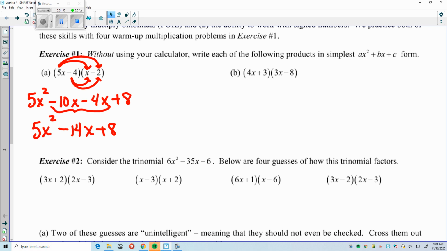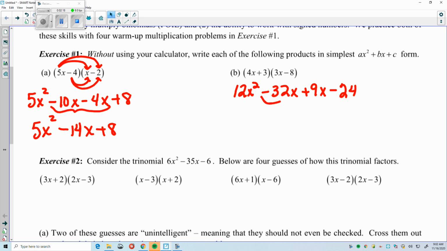Okay, we'll try another one. Same idea. So we start with our first term. So 4x times 3x, we get 12x squared. Go to your outside term. So that's a negative 32x. Go to your inside term. So 3 times 3x, that's a positive 9x. Now our last term, positive 3 times a negative 8 is a negative 24.